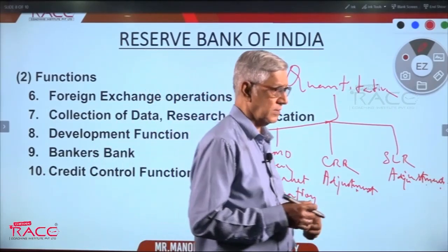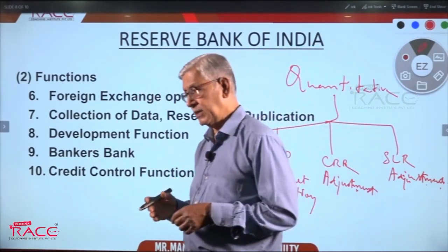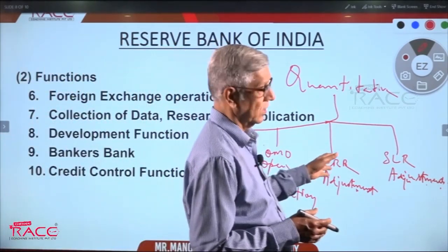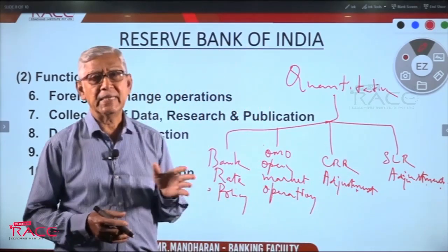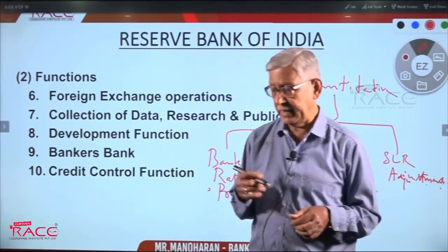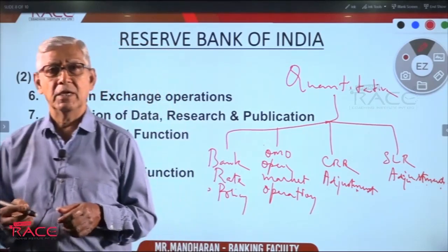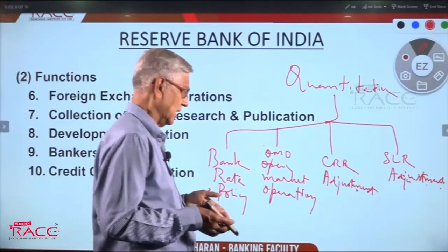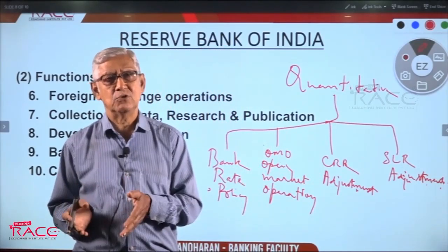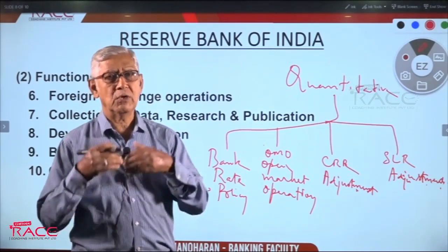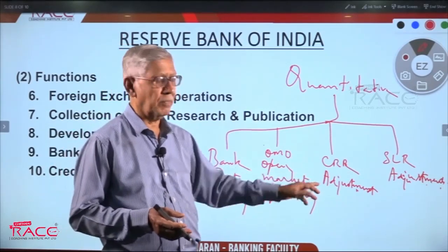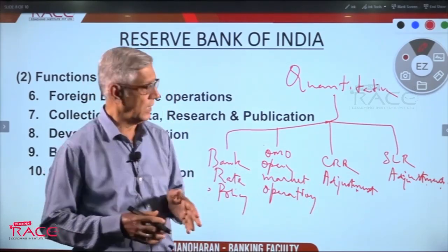Then CRR adjustments. Banks are expected to maintain a certain percentage of demand and time liabilities as cash with Reserve Bank of India, that is CRR. By increasing or decreasing the CRR rates, the banks are forced to maintain cash at the Reserve Bank of India. So, the money at their disposal gets decreased. If the CRR rate is increased, the money at the disposal of the banks is decreased. So, the available cash for them to give us loans gets diminished. So, money supply gets diminished. So, by adjusting CRR, money supply can be increased or decreased.